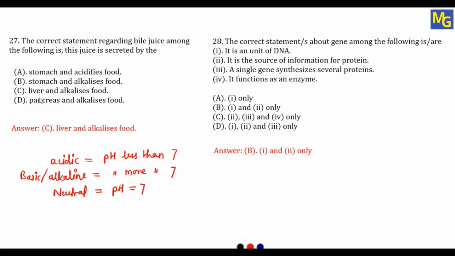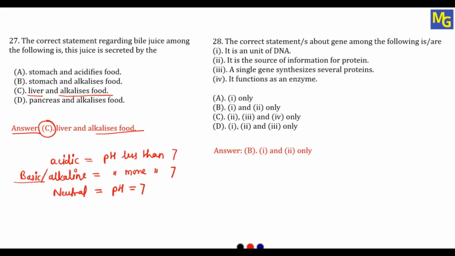So here, whatever bile juice is secreted by the liver mixes into the food coming from the stomach, and the food gets alkalized, or gets a basic medium, which will help to digest that food coming from the stomach. Therefore, our correct option is option C, liver and alkalizes food. So write down the answer: the letter of the alphabet is C, liver and alkalizes food. This is the answer for question number 27.